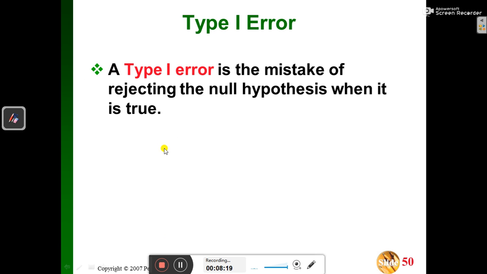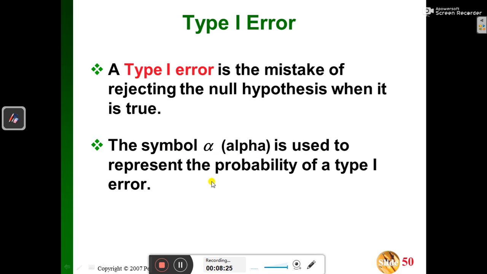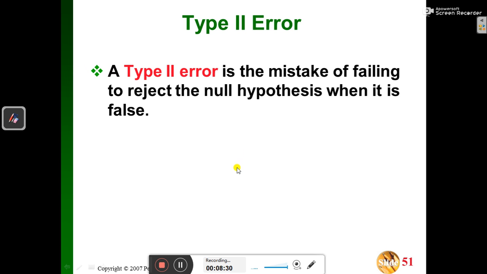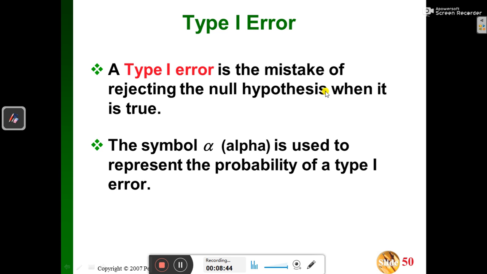A type 1 error is the mistake of rejecting the null hypothesis when it is true. The symbol alpha is used to represent the probability of a type 1 error. That is the significance level. A type 2 error is the mistake of failing to reject the null hypothesis when it is false. So when the null hypothesis is false, but we fail to reject it, that is a type 2 error. But a type 1 error is the mistake of rejecting the null hypothesis when it is true. We are rejecting the null hypothesis, but actually the null hypothesis is true, but we are rejecting it. Then it is a type 1 error.